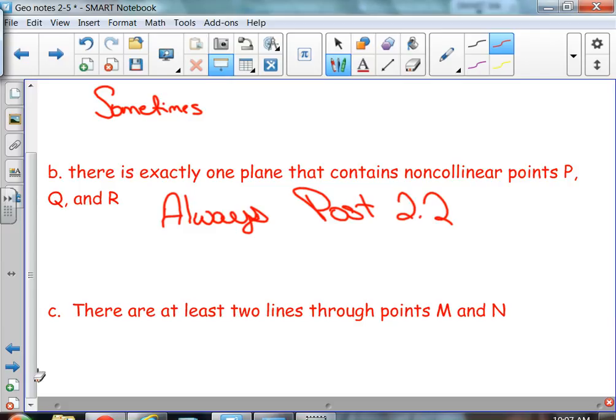There are at least 2 lines through points M and N. Always, sometimes, or never? Never. Why never? Because 2 points don't have 1 line. What postulate says that? 2.1. They give them to us for a reason, so use them.